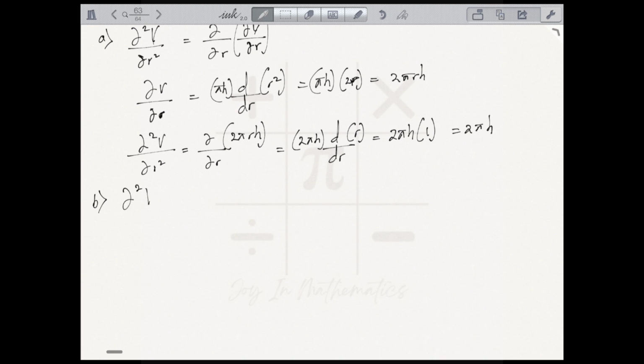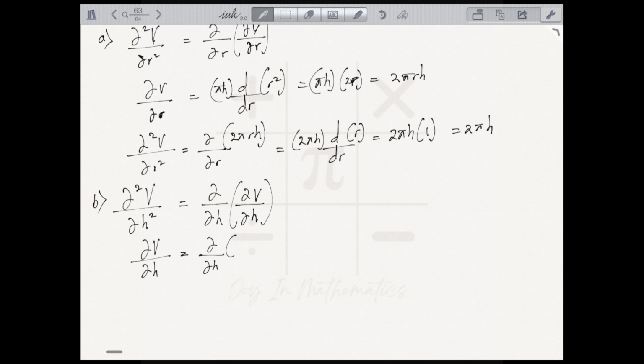Let's take the next one. Let's evaluate the squared v, the h squared, which is differentiating partially with respect to h of the v, the h. The first thing to do is to evaluate the v, the h, the partial derivative of v with respect to h, and that is d dh of pi r squared h. Since we are differentiating partially with respect to h, all other things are kept constant, and that will give us pi r squared, and then we are differentiating h with respect to h, and this is pi r squared multiplied by 1, which gives pi r squared.